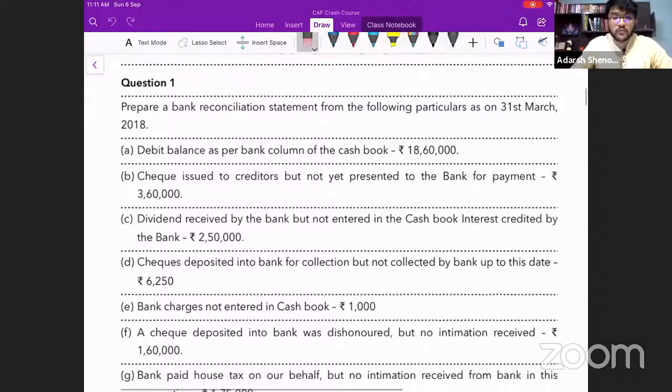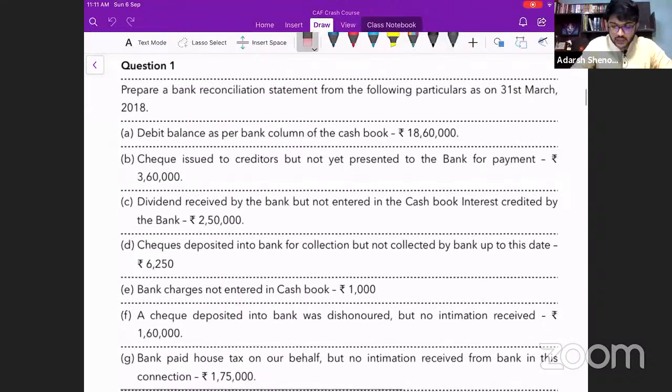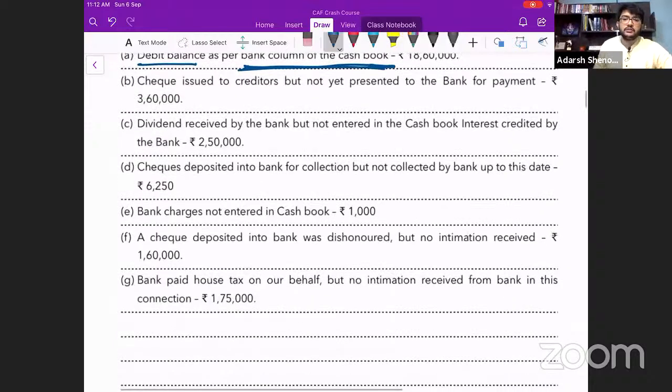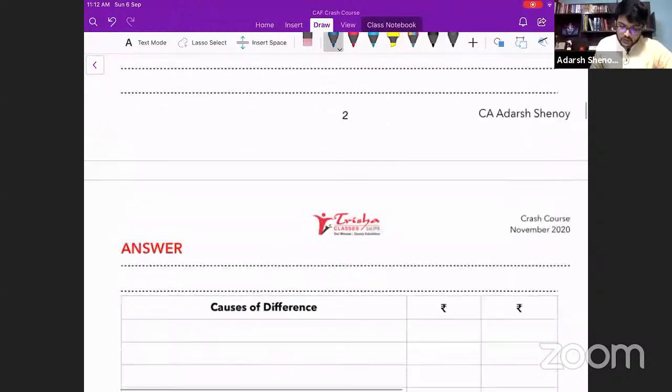Prepare a BRS from the following particulars as on 31st March 2018. Debit balance as per bank column of the cash book. Could you tell me, is this a favorable balance or an unfavorable balance? Our cash book has a bank column and it has a debit balance. Is it an asset or liability for me? It is an asset. It is a favorable balance.